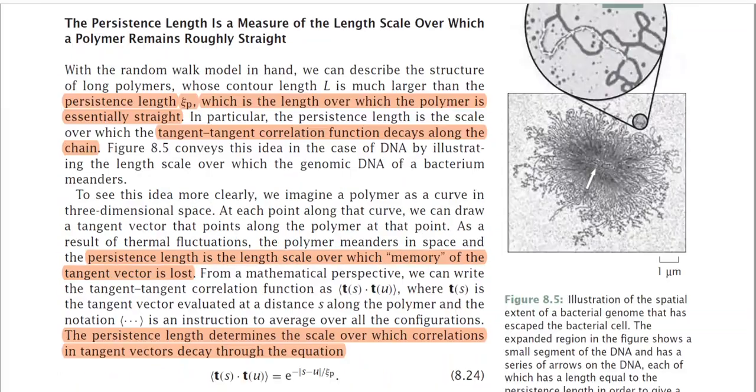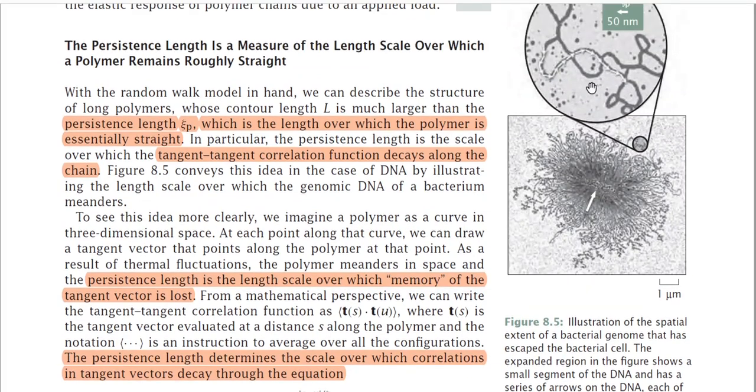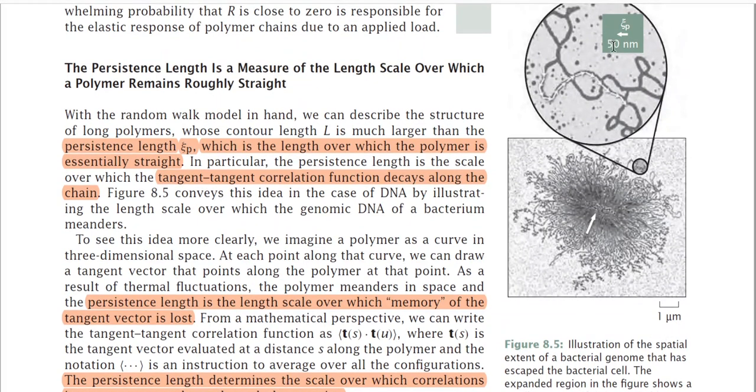Now, you see that there is a particular figure drawn here, an illustration of the spatial extent of a bacterial genome that has escaped the bacterial cell. So, after escaping from the bacterial cell, this is the structure of the bacterial genome. The expanded region, that is, we have selected some portion and expanded it here. On this micrometer scale, you see this particular distance is 1 micrometer, and a selected portion has been zoomed here, and this particular length is about 50 nanometer.